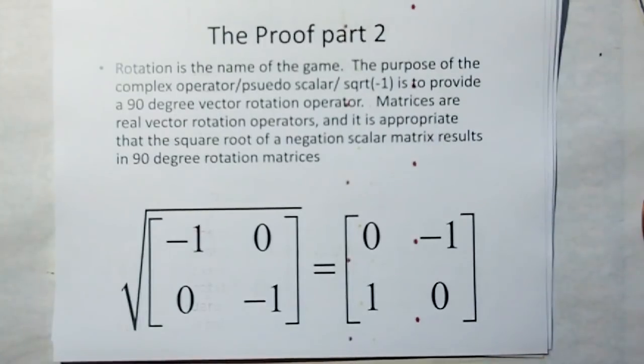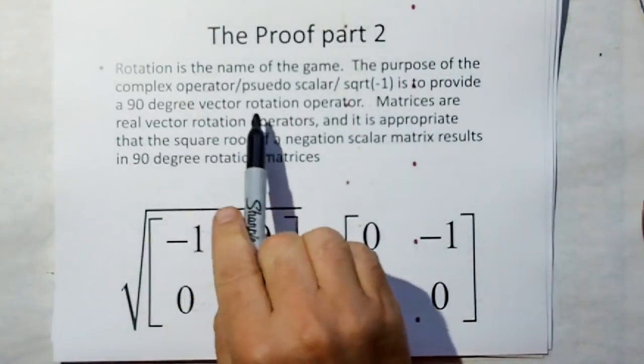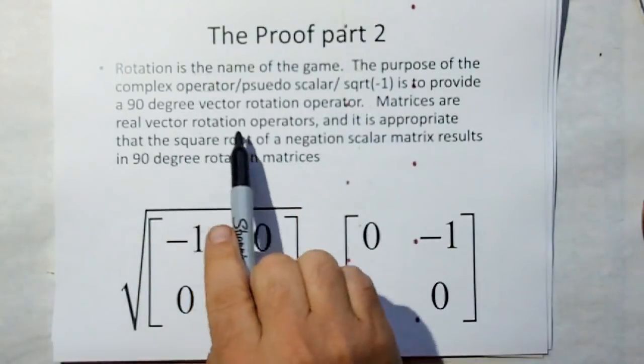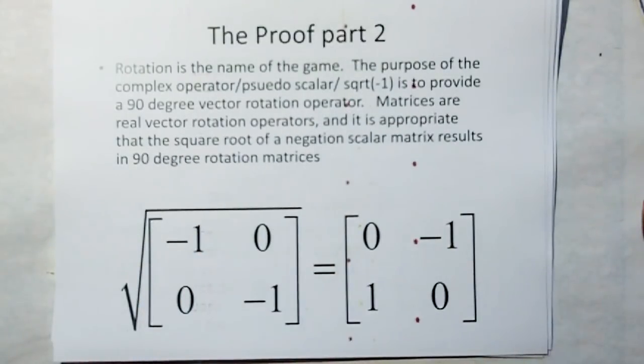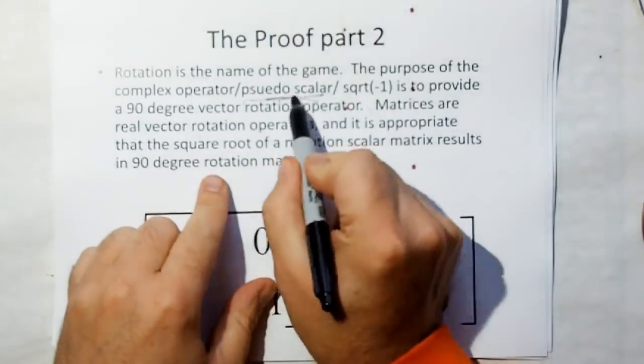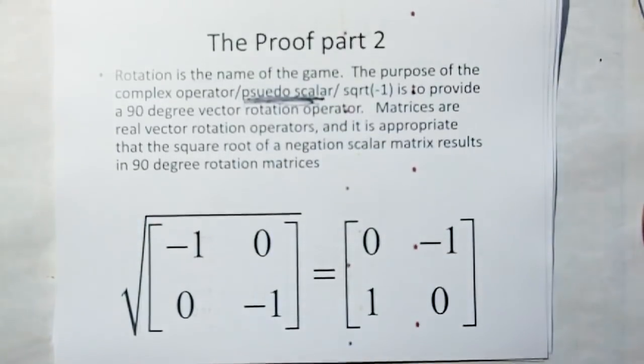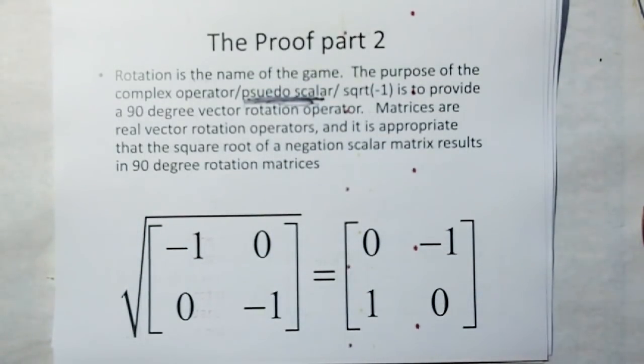And since rotation is the name of the game, the purpose of the complex operator and pseudoscalar is to provide a 90-degree rotation operator. The matrices are real vector rotation operators. All this other stuff is false. It's pseudo. They even call it a pseudoscalar because no scalar exists that will give you that kind of rotation. Only a matrix can give you that kind of rotation. And so any algebra that does not yield a matrix as a solution for the product of two vectors is gibberish. And I will not use it because that's the wrong answer.